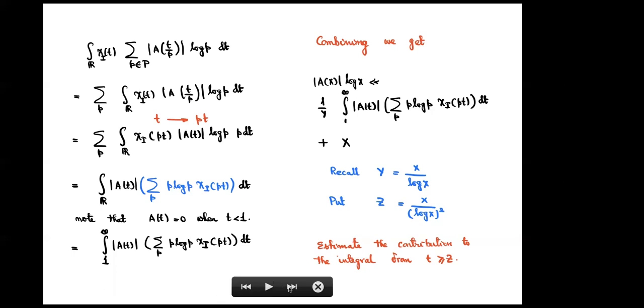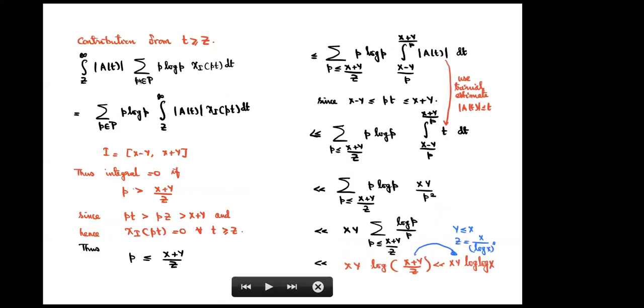Okay, so next, let's try to see the contribution from t greater than or equal to z. Yeah. So the contribution from t greater than or equal to z, the integral is z to infinity at sigma p log p chi I dt.